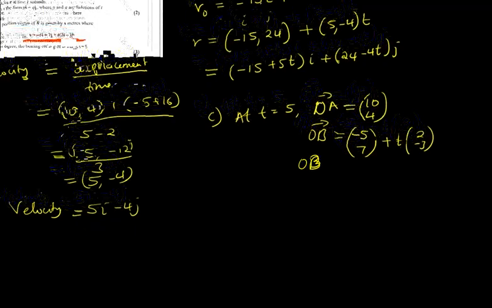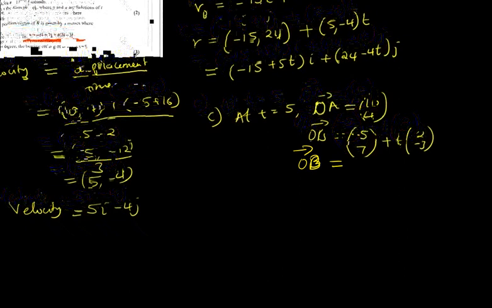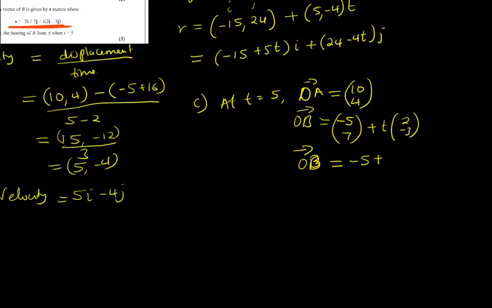So if you put 5 over there, it becomes -5 plus 5 times 2, then 7 plus 5 times -3. This is going to give us 5, then 7 minus 15. Let's just confirm that everything is okay. 7 minus 15, that is -8. Yes, that is good, that's correct.